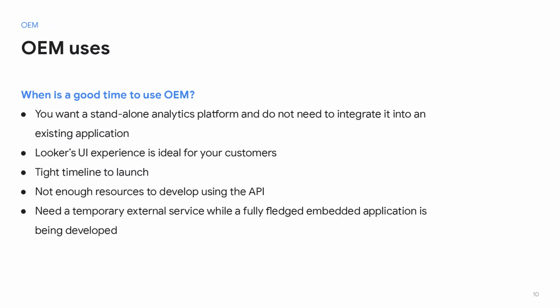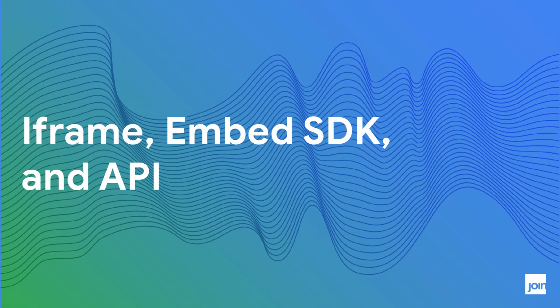This is the perfect setup when you need to launch a customer-facing product quickly and do not require additional customization beyond the built-in features of Looker. OEM is also ideal when the resources are tight and you cannot devote additional overhead to building an external product. OEM is also a good candidate as a prototype to deploy to end users to get valuable product feedback while your team builds a separate external application. Next up, we'll go over the iframe embed SDK and the API.